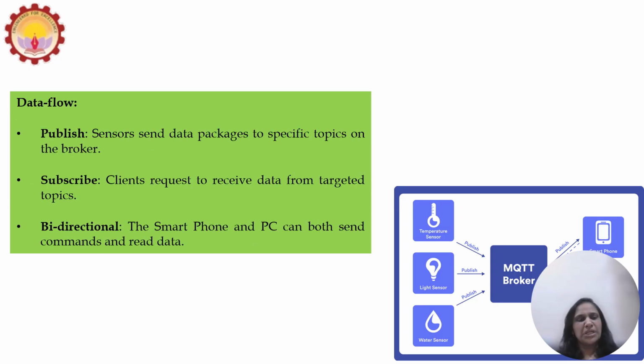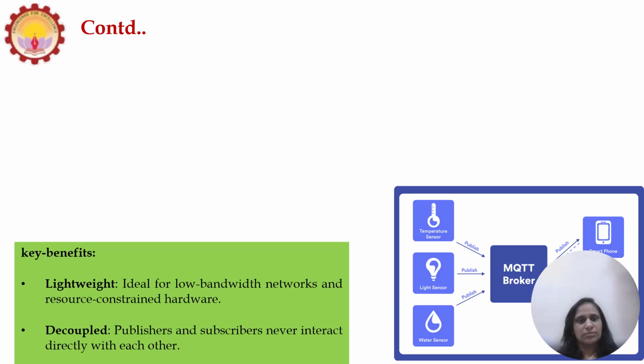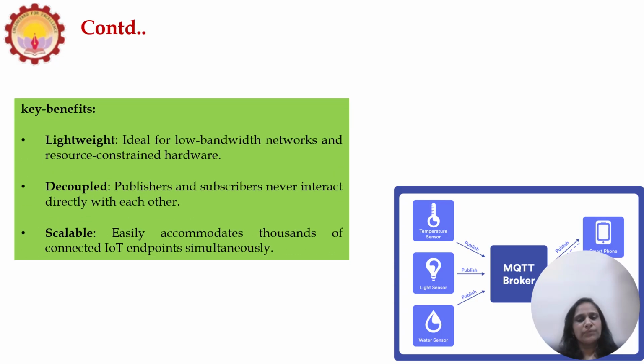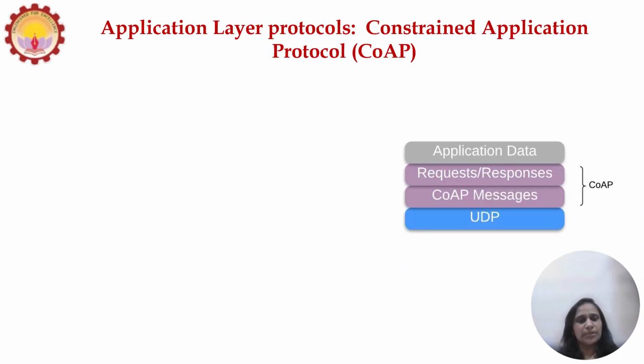Then when we talk about the data flow, first publishing comes into the picture, where the sensor sends data packets to a specific topic on the broker. Then subscribers request to receive data from targeted topics, and then bidirectional communication, where the smartphone and PC can both send commands and read the data. So the key benefits of this MQTT broker are that it's lightweight, decoupled and scalable.